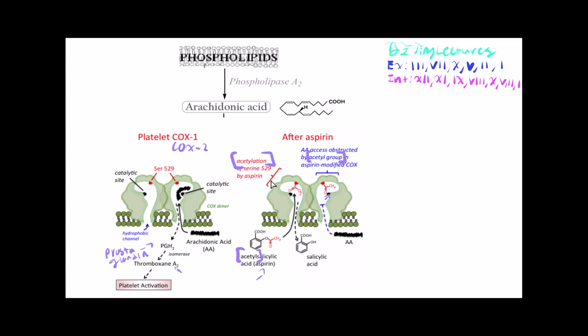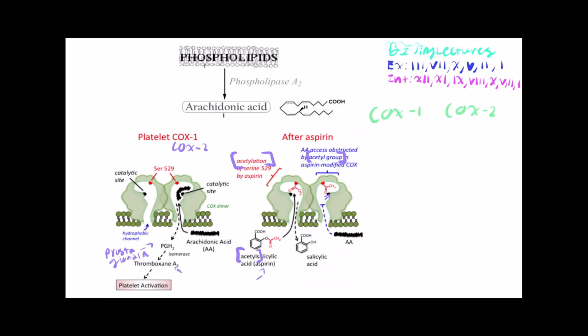And yeah, you can realize that it's a serine group, but you don't have to memorize that. You just have to know that the acetyl group of aspirin goes into this catalytic site, it blocks it, and we no longer have the ability to bind arachidonic acid into this area. If arachidonic acid can no longer bind, it can no longer become a prostaglandin. And if you can no longer become a prostaglandin, you can no longer create thromboxane A2, which activates platelets.